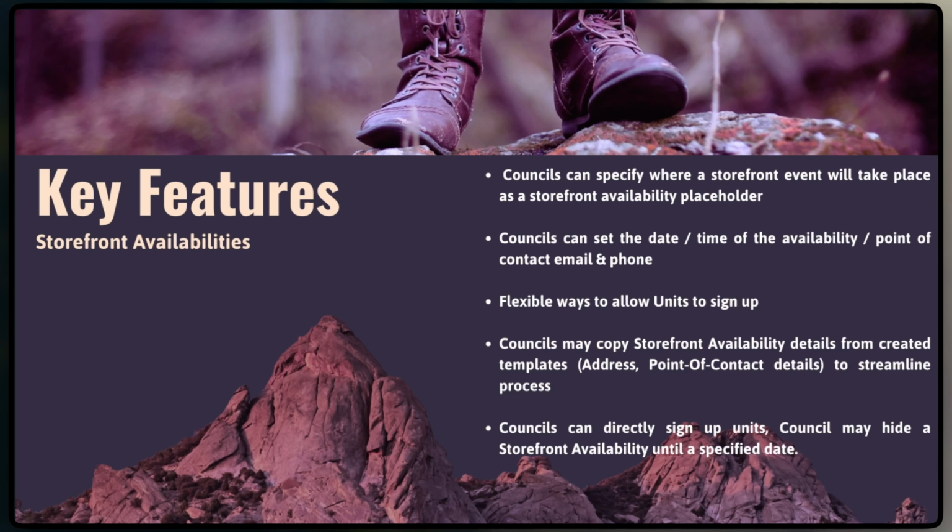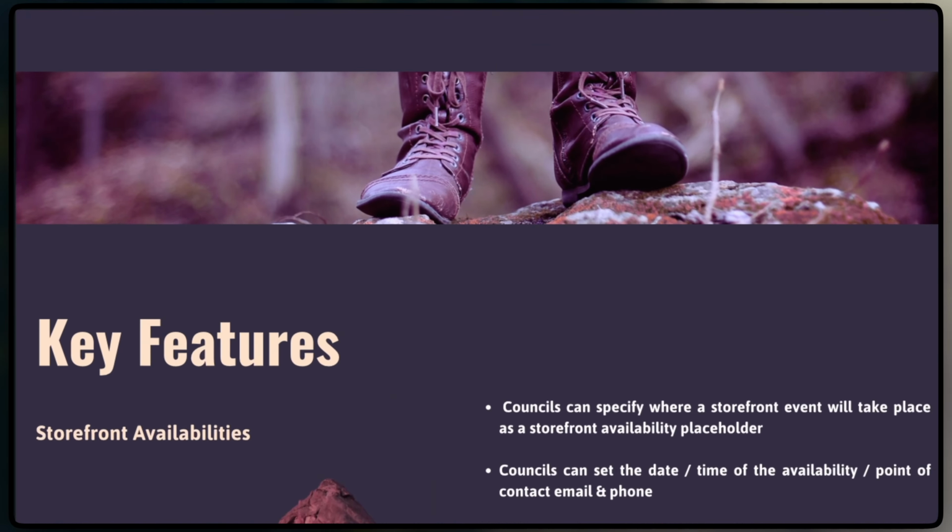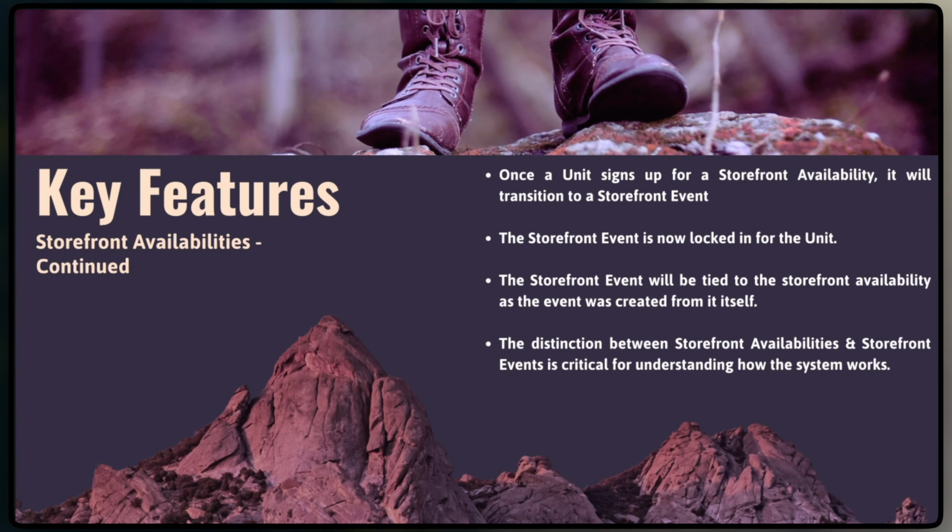Once a unit is signed up, either by claiming an availability or being assigned by the council, the storefront availability transitions into a storefront event. At this point, the event is locked in for the assigned unit, and the placeholder availability becomes an active storefront event tied to that specific unit. This distinction is critical to understanding how the system works.